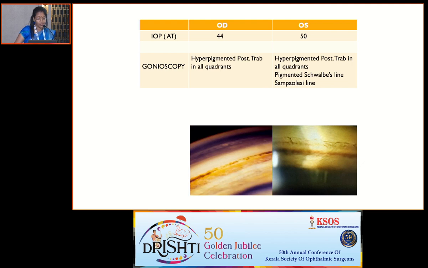IOP by applanation was 44 in the right eye and 50 in the left eye. Gonioscopy revealed a hyperpigmented posterior trabecular meshwork in all quadrants, seen in both eyes, and there was a pigmented Schwalbe's line and Sampaolesi's line, which is a wavy line of pigmentation just in front of the Schwalbe's line. This is said to be a characteristic feature of pseudoexfoliation syndrome. Also, in case of unilateral pseudoexfoliation, always try to look at the other eye, which might show features of a hyperpigmented posterior trab.